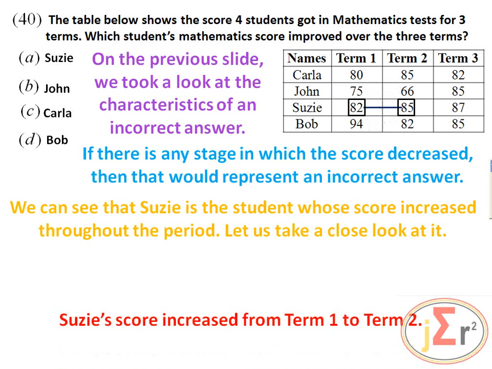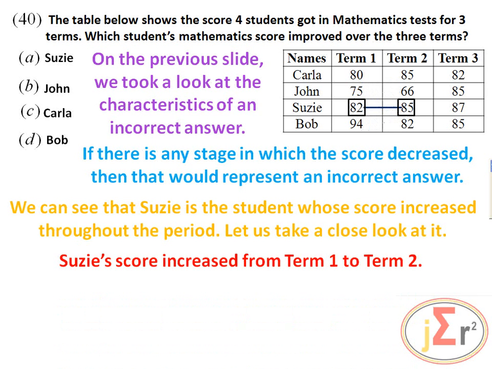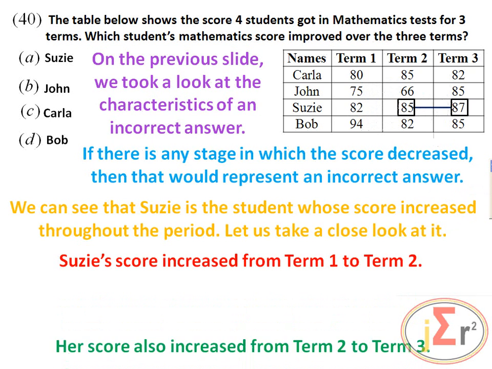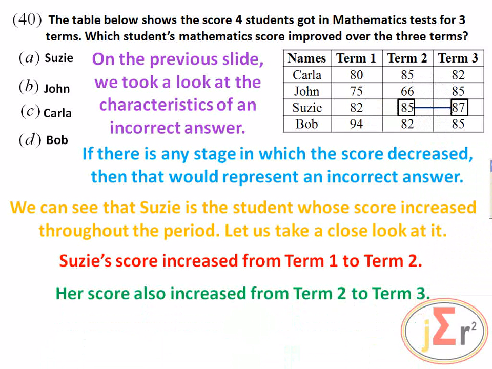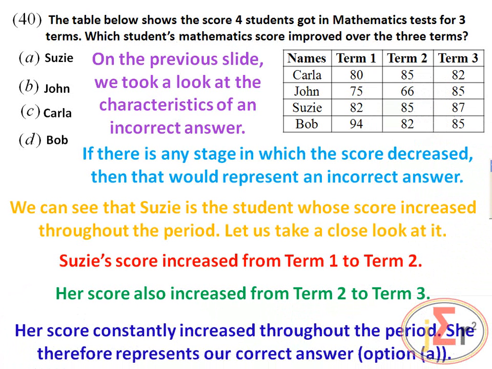So right there, Susie's score increased from term 1 to term 2. Is that right, Jerry? Yes. Her score also increased from term 2 to term 3. Is that right? Yes. Right. Her score constantly increased throughout the period. She therefore represents our correct answer, and that is represented by option A. Right.